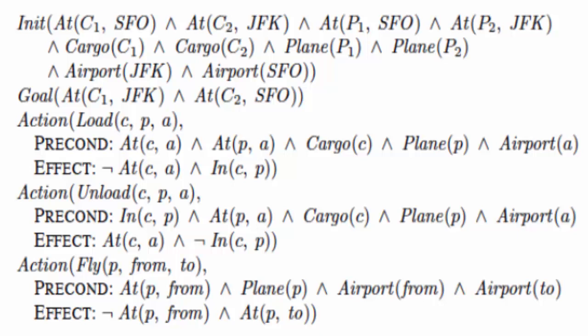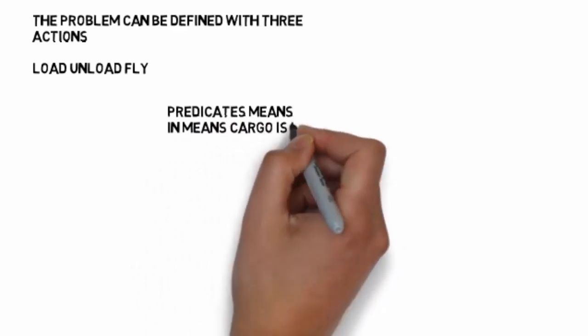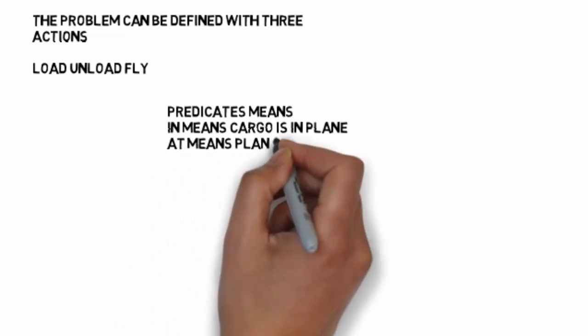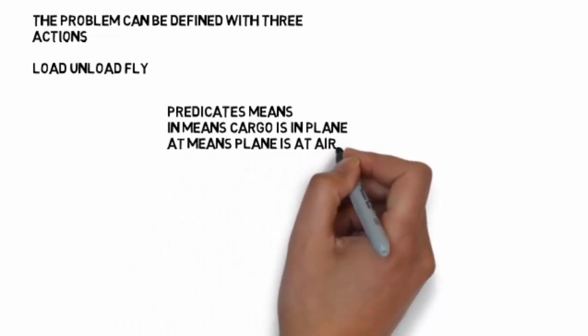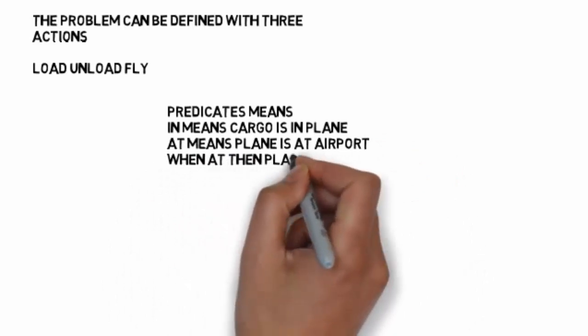In the airport, unload is that the cargo is in the plane and the plane is at the airport, and we are unloading the cargo. Again, after that the action is to fly, provided that the cargo is in a specific plane. So that was how you define the problem using the planning functionality. The problem can be defined with three actions, that is load, unload and fly.